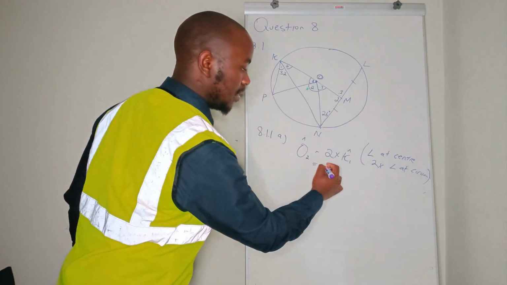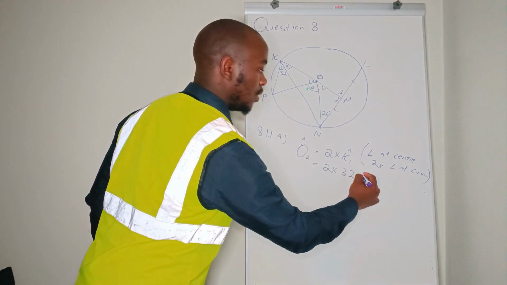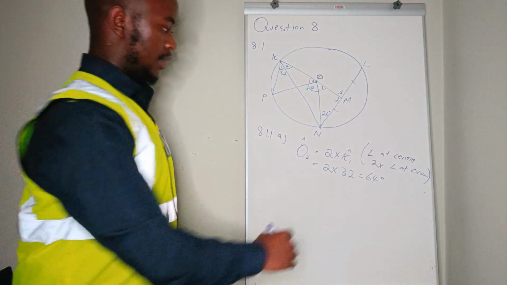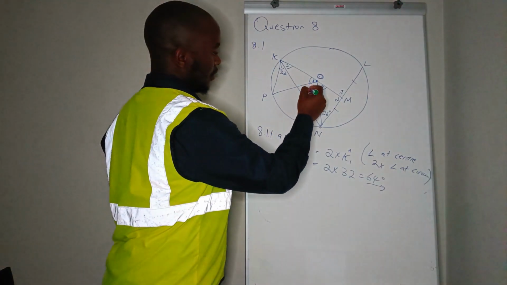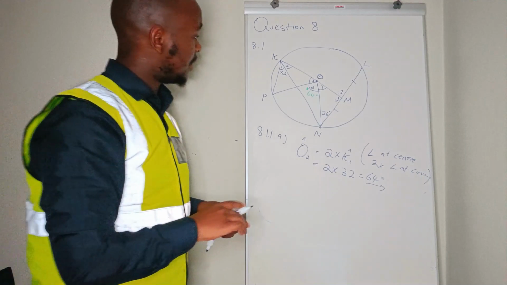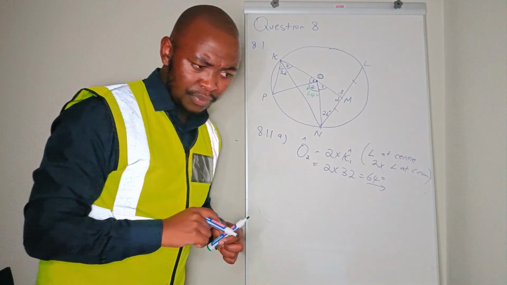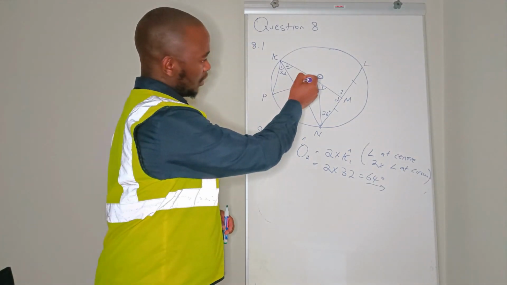So what is the answer? So 2 times what we have there, 32, which is 64 degrees. That is our answer. We fill that in here, 64. Hopefully you can see that. We have O2, and now we're looking for O1. We're looking for this guy in here.